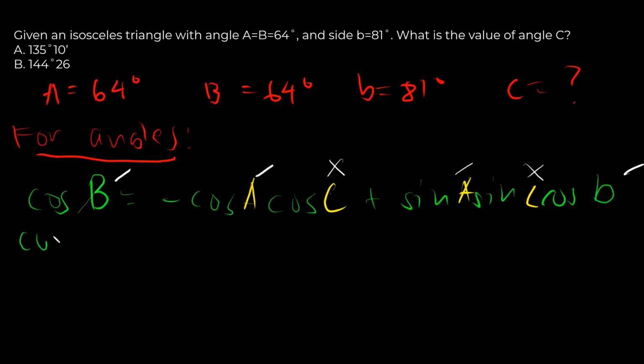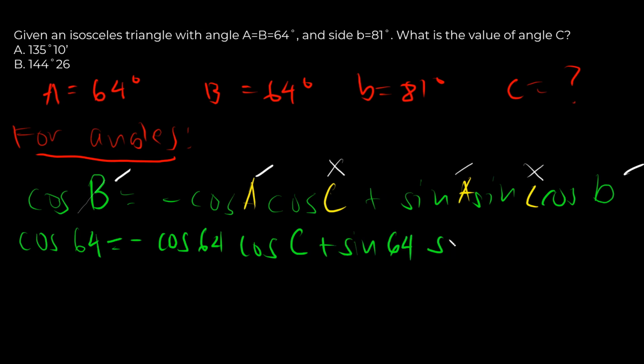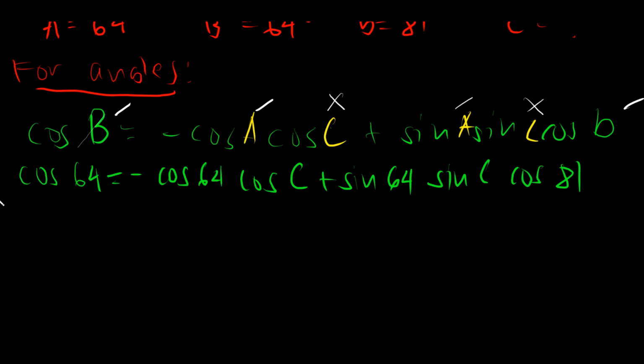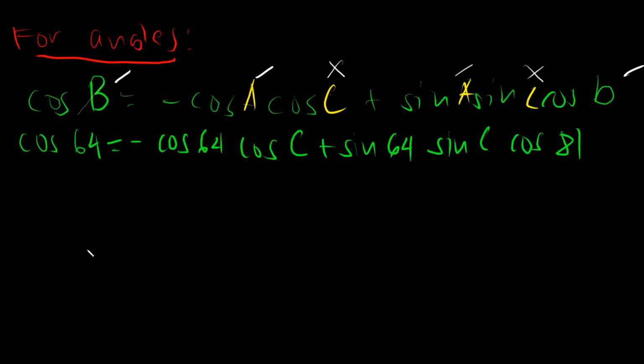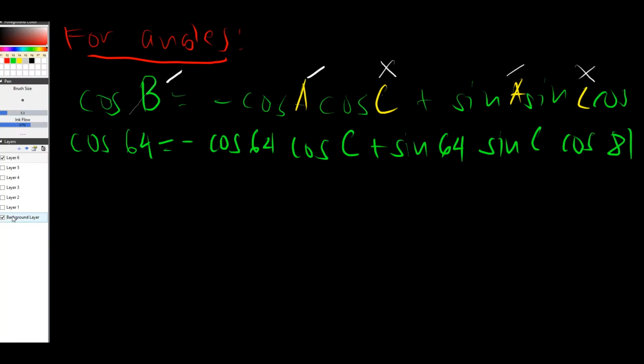Let's say, for example, isulat nako, cos 64 is equal to negative cos 64 cos C plus sine 64 sine C cos 81. Kung isimplify ninyo ni, maglisod mo, kay naka-cos ang C diri, naka-sine ang C diri. Since ang exam naman po may choices, given diri ang A ug B, pwede lang ta mag-reverse engineering. So, ang best possible na solution ani is magamit nimo tong colon.